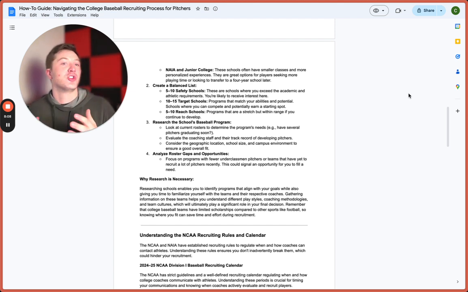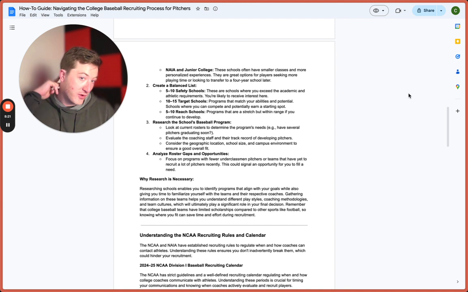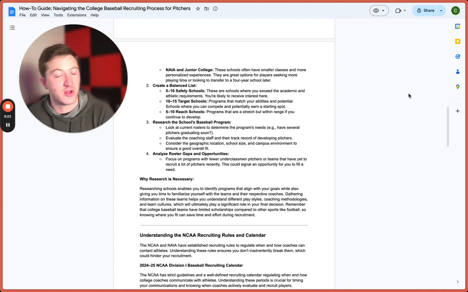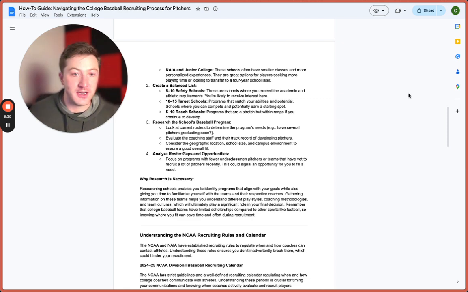So you have to make sure that you're doing every little bit of research. Research the majors. Research how far it is. What's the school size. Research all these things to make sure that it is a right fit. And then after that, you want to analyze roster gaps and opportunities. Focus on programs with fewer underclassmen pitchers or teams that have yet to recruit a lot of pitchers recently. This could signal an opportunity for you to fill in a need.